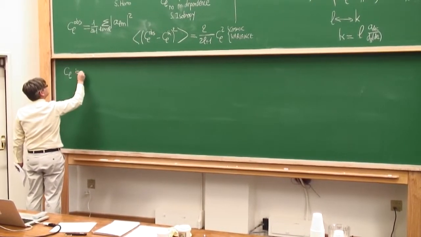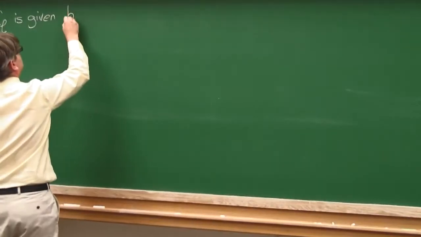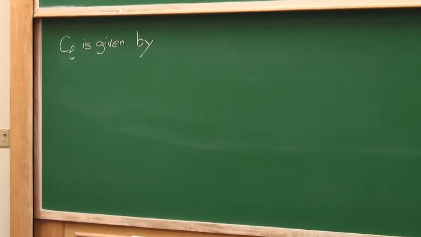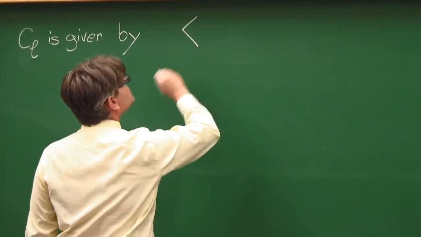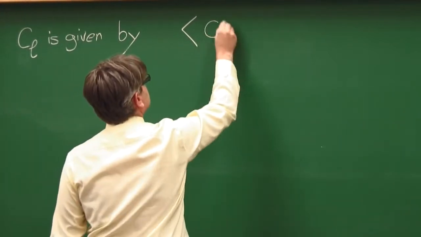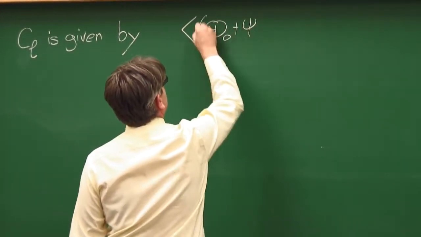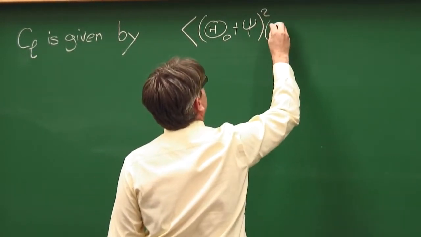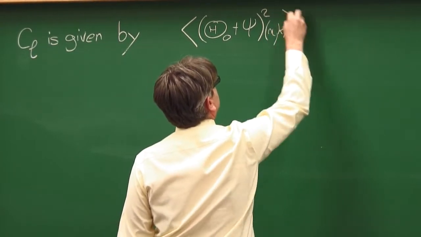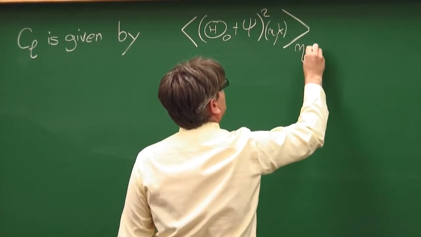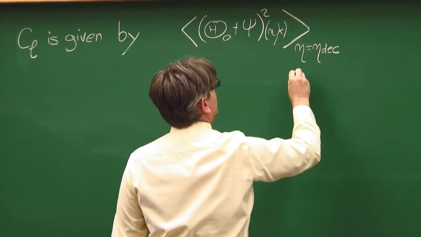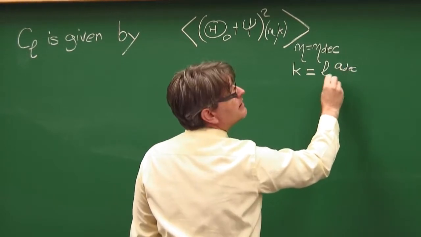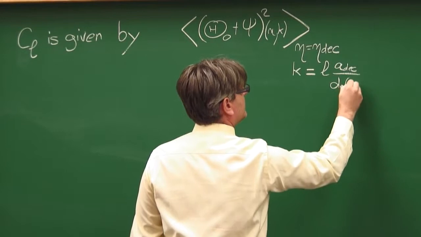C_L is given, roughly, because I'm using in fact a small angle approximation here, by the power spectrum of the first term, theta 0 plus psi, which accounts for the Sachs-Wolfe effect. Remember that these are functions of eta and k, evaluated at eta equal eta decoupling, and evaluated at k equal to L A decoupling over d_A decoupling.